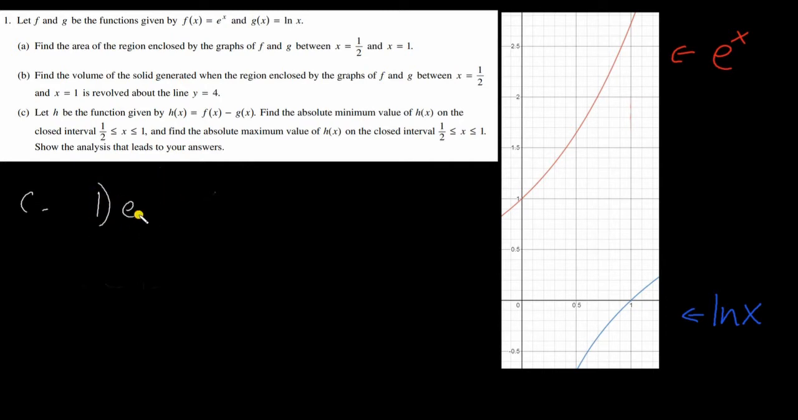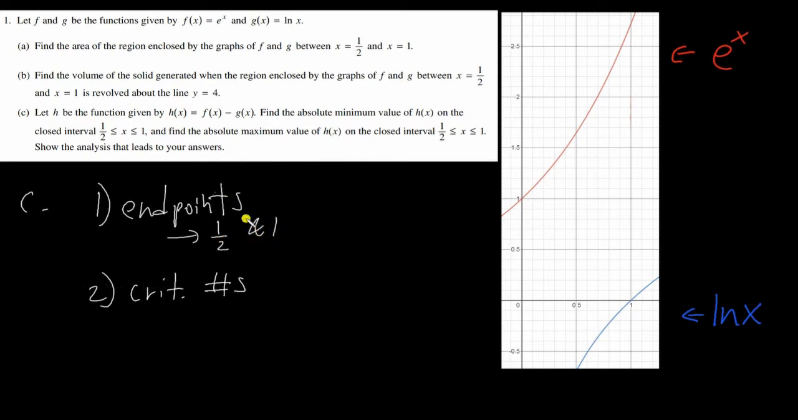First of all, they can be at your endpoints. And then 2, they can be at your critical numbers. So what are our endpoints? Our endpoints are 1/2 and 1, right? Because we want to find the extrema on those 2 points. So 1/2 and 1. Actually, let me specify here a little bit better. I'll say x equals 1/2 and x equals 1.